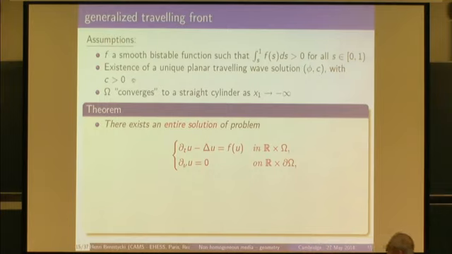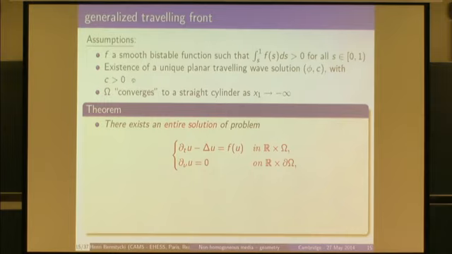Then the result is this. Under this hypothesis, there exists an entire solution of this problem. By entire I mean defined for all times. An entire solution of this problem, the time derivative of u minus Laplacian of u equals f of u, in this cylinder omega for all times. For all times, that's the main thing. That's already a very strong property, and it satisfies this boundary condition.